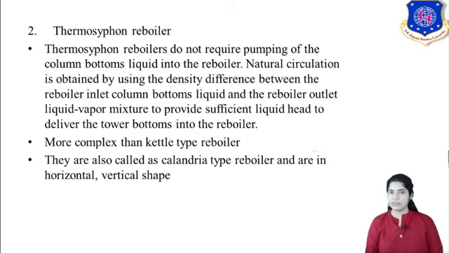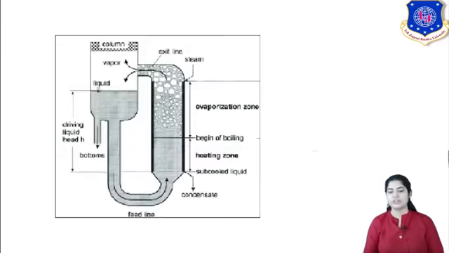Now the second type of reboiler is the thermosiphon reboiler. This kind of reboiler does not require pumping because natural circulation occurs. Naturally, the liquid from the bottom product of the column flows through the heat exchanger, this reboiler. Now this arrangement is more complex than your kettle type reboiler. They are arranged in horizontal or vertical shape. So this is the description of your thermosiphon reboiler.